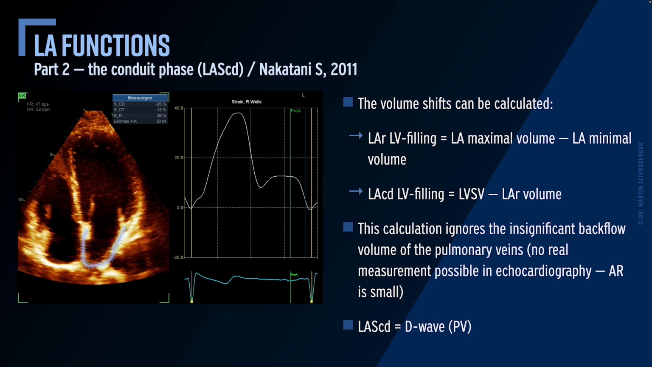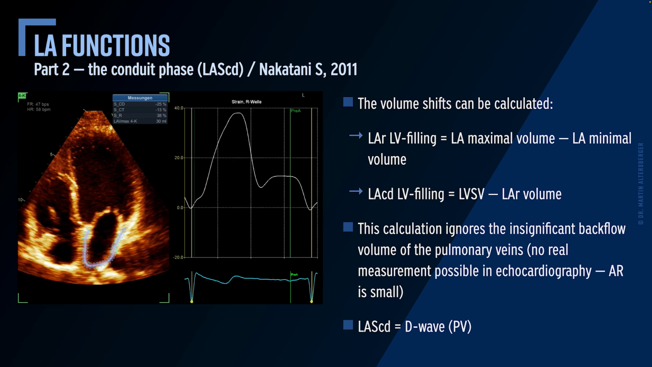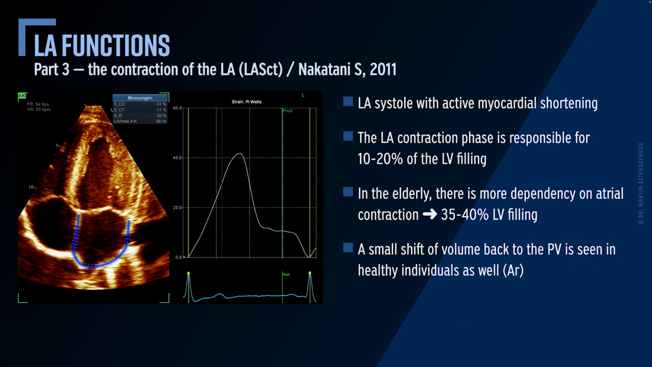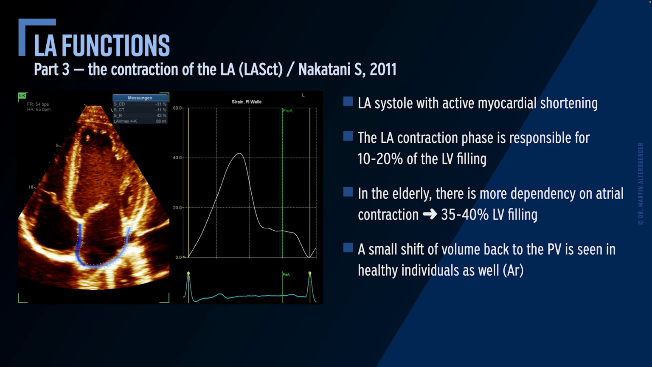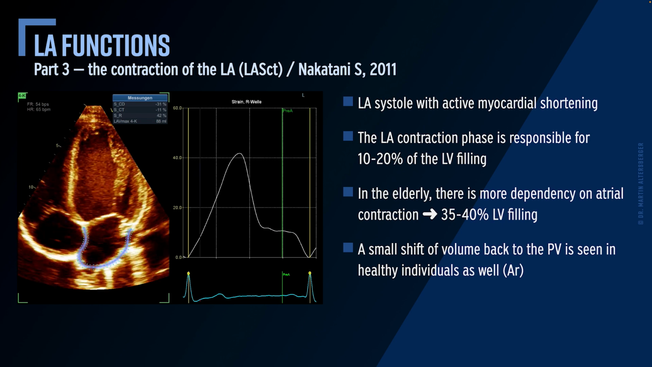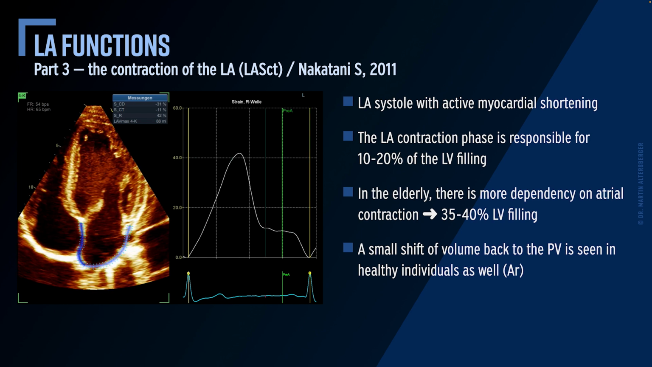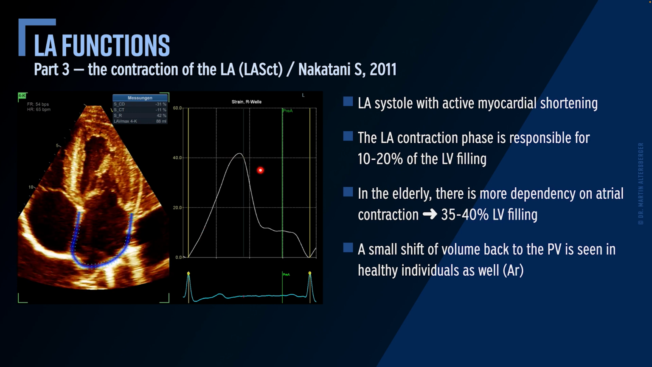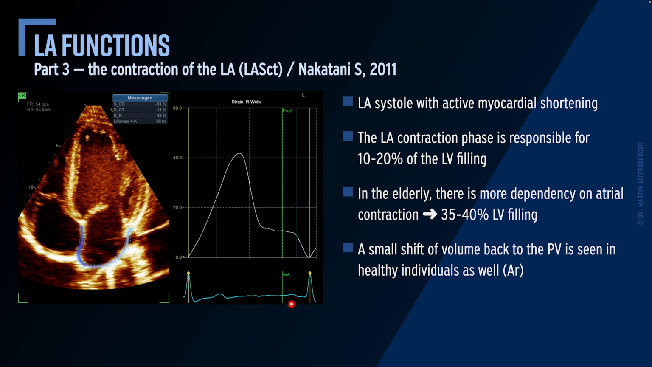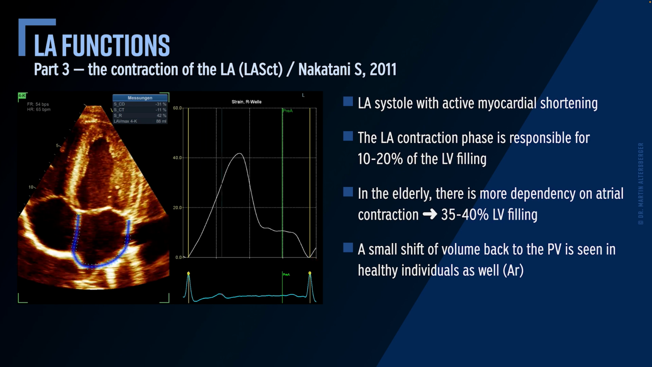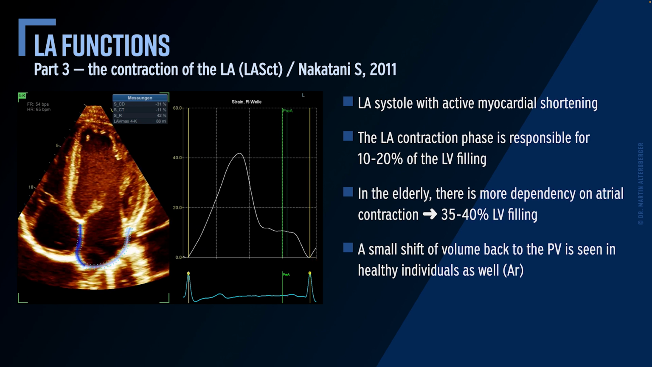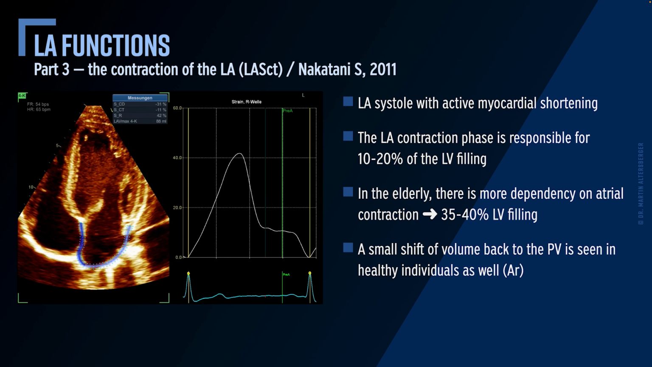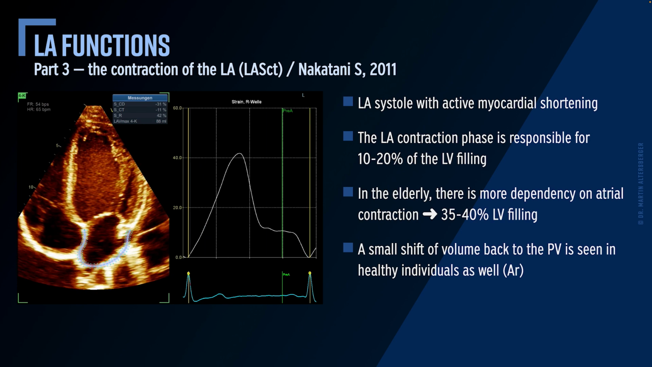So the pulmonary veins also can show this conduit phase of the left atrium. Now we move on to the contraction of the left atrium, the LASct, the left atrial strain contraction phase. So when you have on this side here the left atrial strain, we have the reservoir strain, the conduit strain, and directly before the P wave, there is the contraction phase starting.